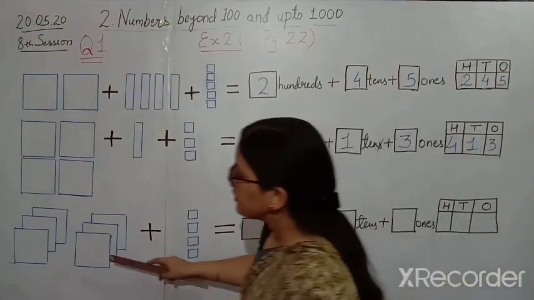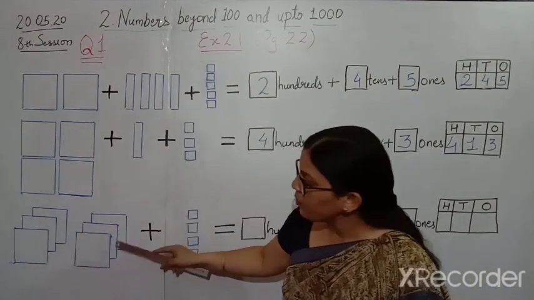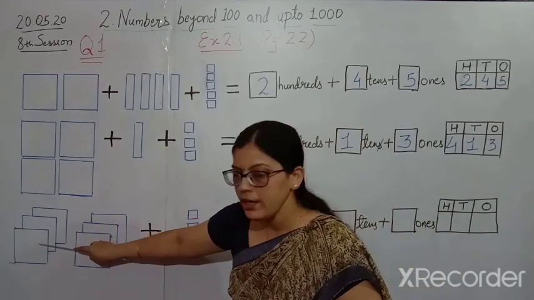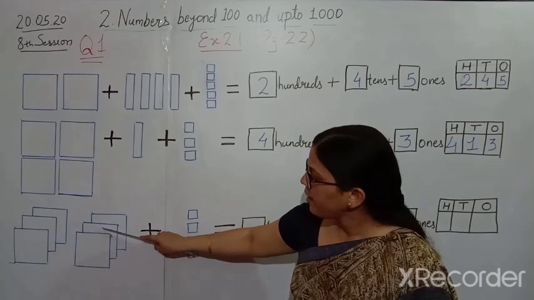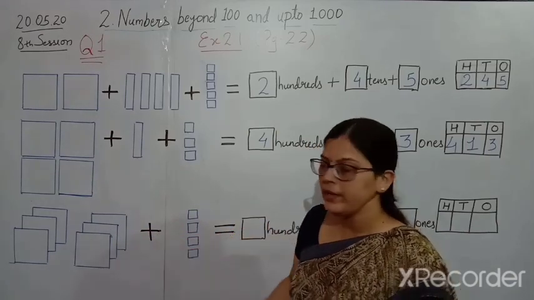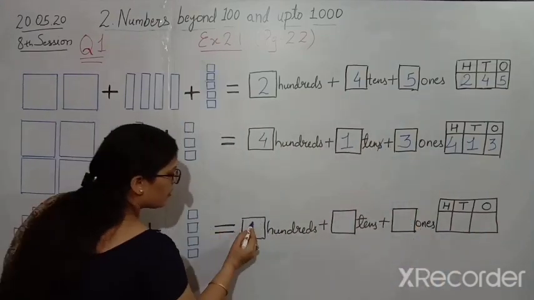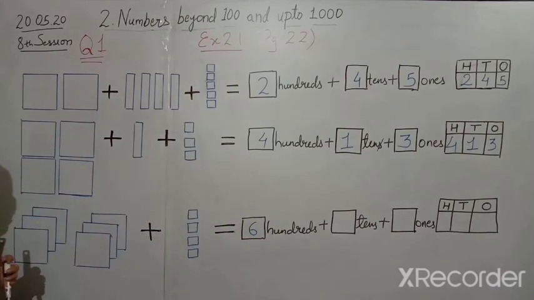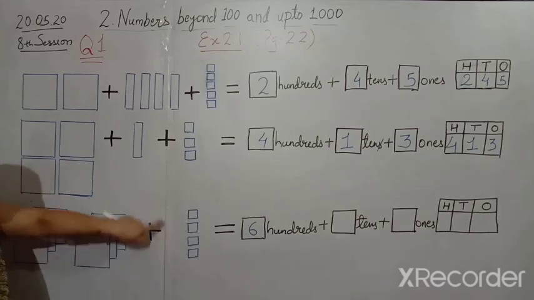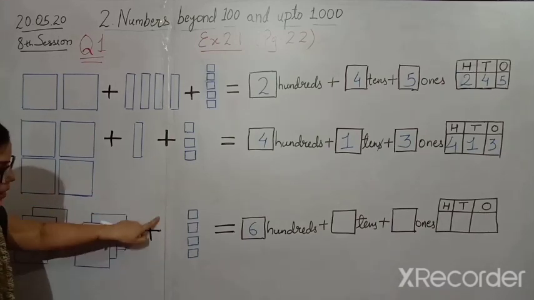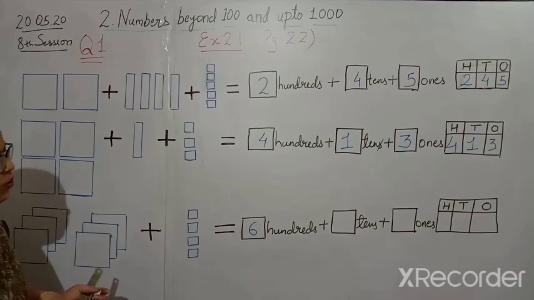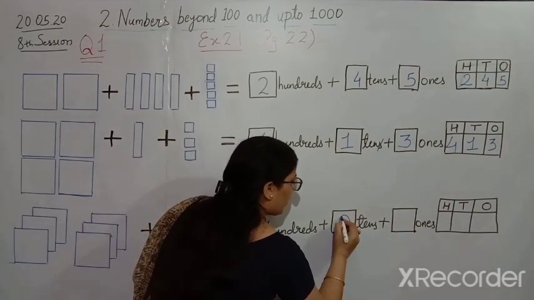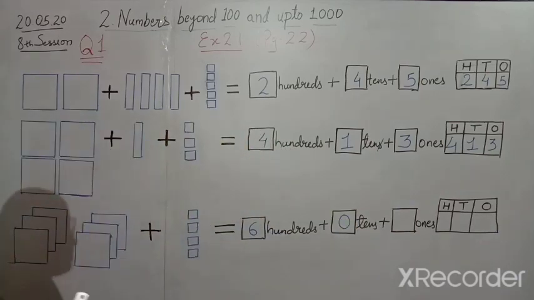Now see the third question. How many blocks of hundreds are there? Let us count 1, 2, 3, 4, 5 and 6. There are 6 hundreds. Now no tens are given. No blocks of tens are given. Nothing is at tens place. So what will we write at tens place? We will write 0, since nothing is given for tens place.